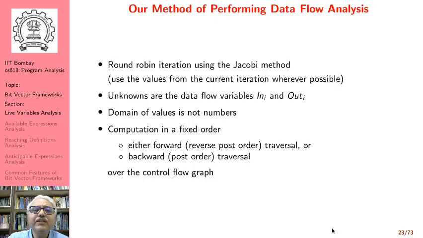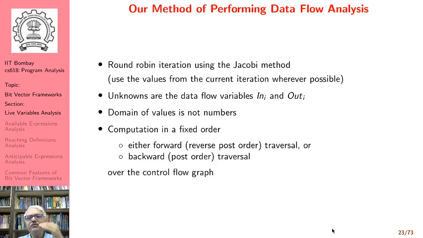Why did we look at these two methods? We looked at these two methods because the method that we use in performing data flow analysis, the method that we have used in the earlier part of the lecture for performing live variables analysis, is called a round robin iteration. Round robin because it visits the nodes in a fixed order, and that's called a round robin order.